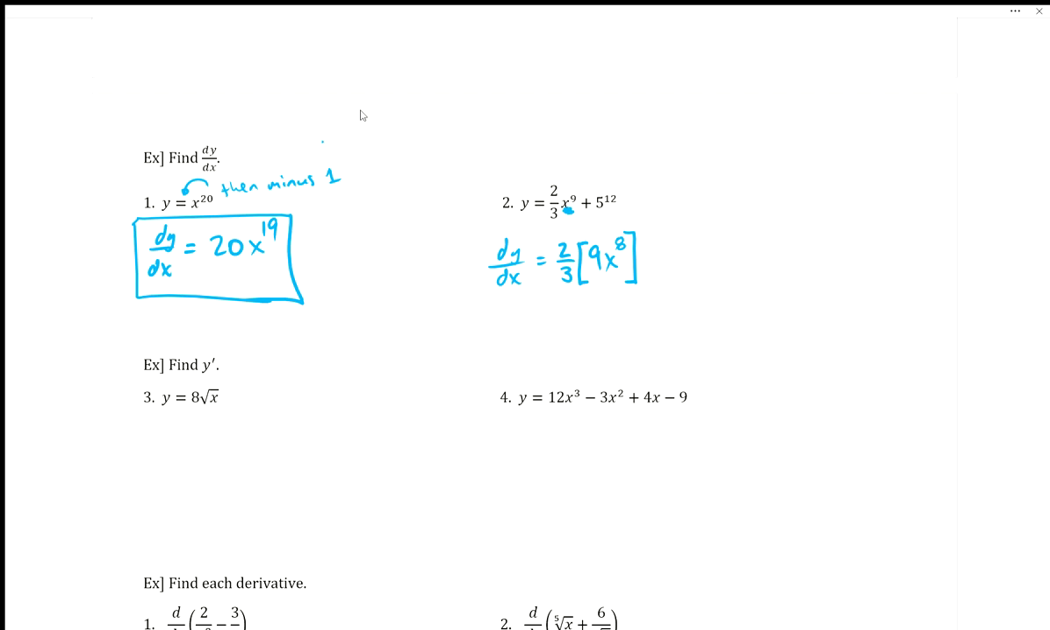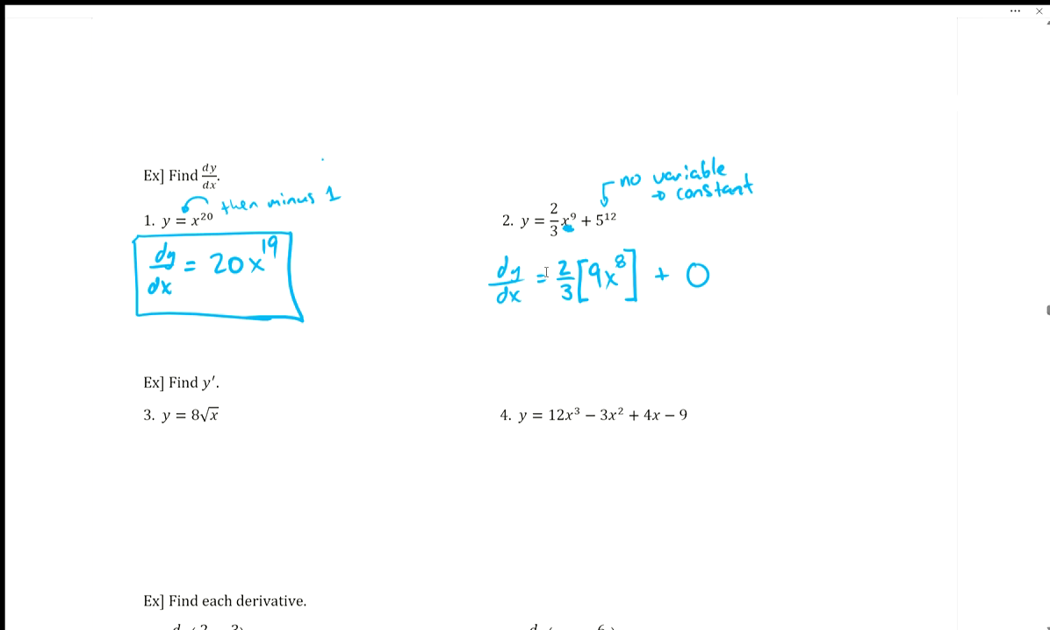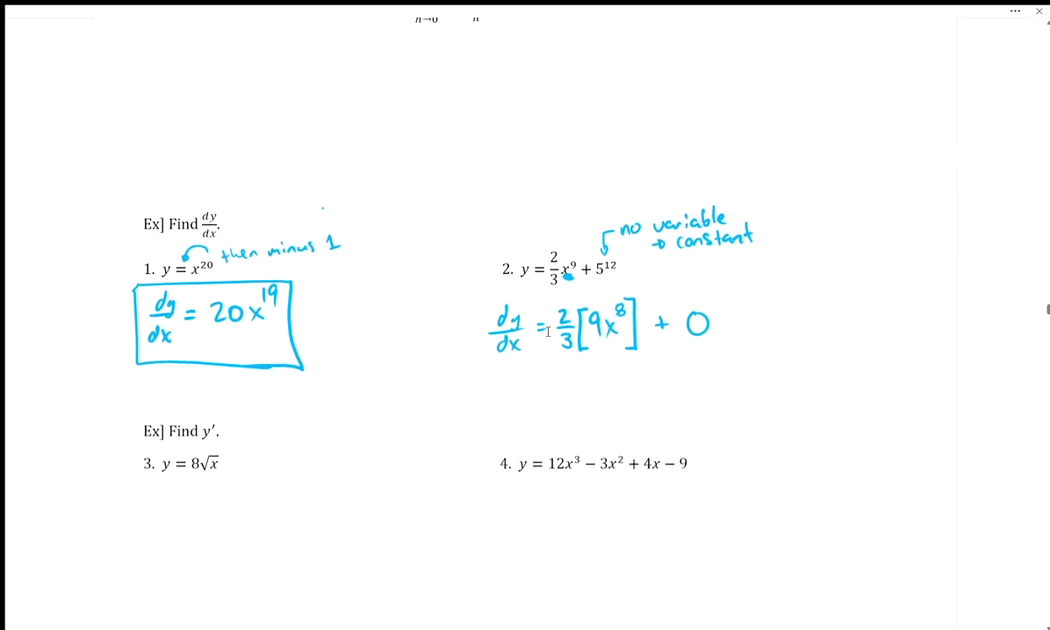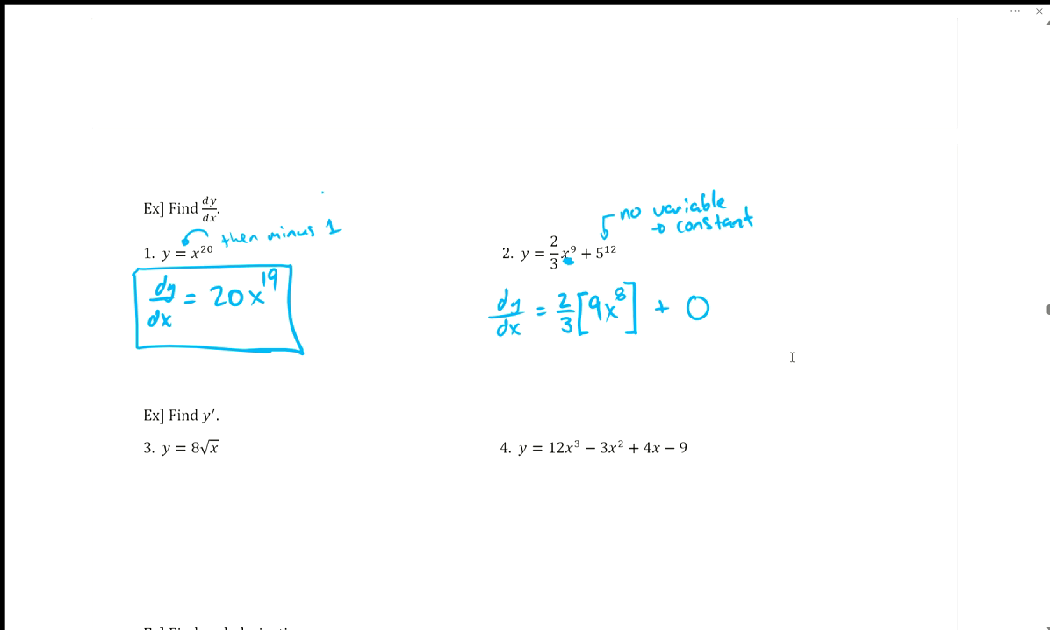And then notice this, they're trying to trick us. 5 to the 12th, there's no variable in this term. There's no x, so that means it's a constant. So 5 to the 12th is just a random number. They're just trying to trick you. 5 to the 12th is a constant. The derivative of a constant is 0. Okay, so we're just going term by term. So the plus in between, we're using that rule right there. We're just doing it term by term. The derivative of a constant is 0. Now we don't really need to show the plus 0, but I wanted to on that problem.